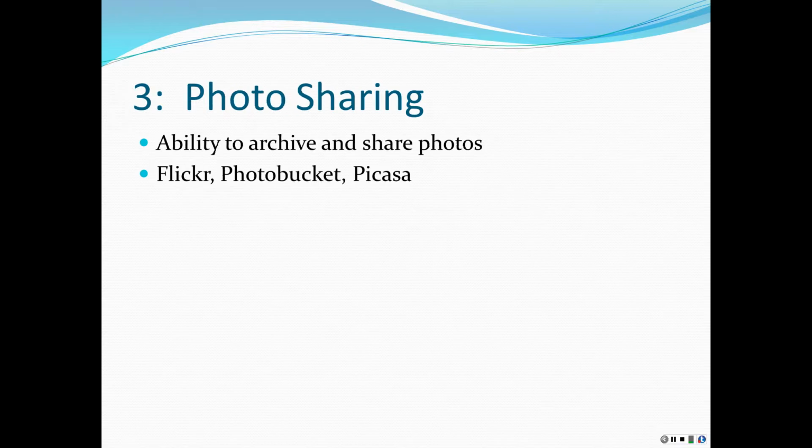Next we have photo sharing, and I think there's one obvious site that we need to add here that has really grown in popularity over the last couple of years. Basically, these tools give you the ability to archive and share photos. The examples on the screen you see, Flickr, PhotoBucket, and Picasa, and I think we also need to add Instagram to that, one of the probably most popular photo sharing sites currently.